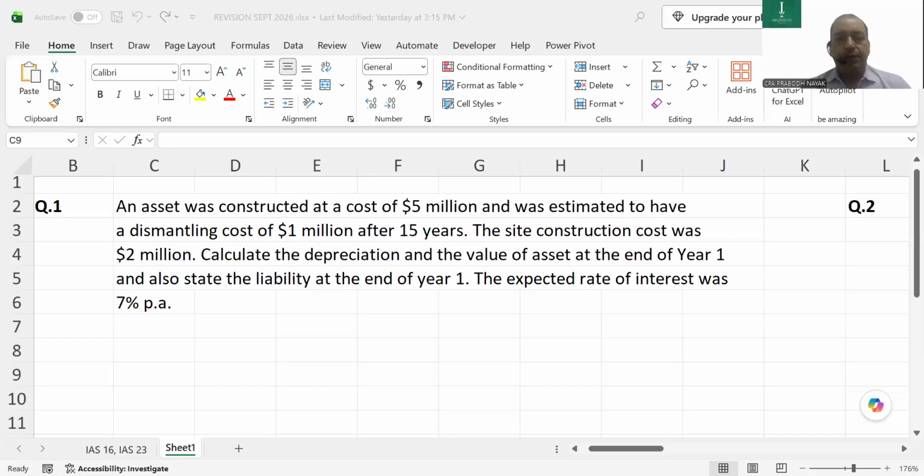So let us start with some basic questions. I suppose all of you can see the Excel screen, right? Let us go to the question first.